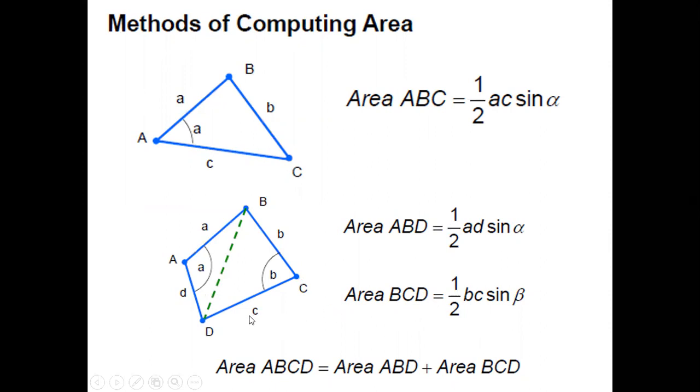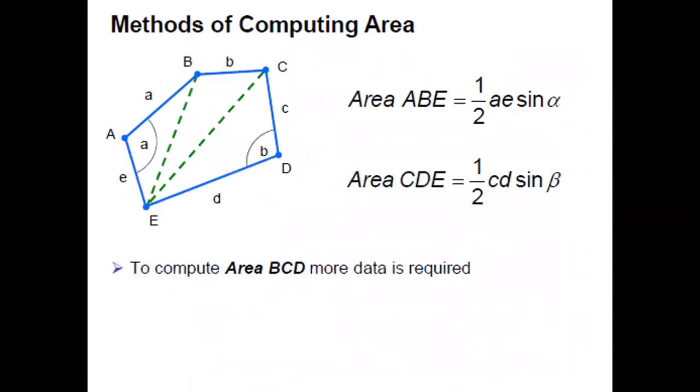For example, in order to find the area of a traverse ABCD, we can break down this figure into two triangles. So the area of ABD plus the area of BCD. Recall the area of a triangle for given two sides and one included angle. We can use the formula 1/2 AC sine of the included angle. For this case, we can apply the same formula.